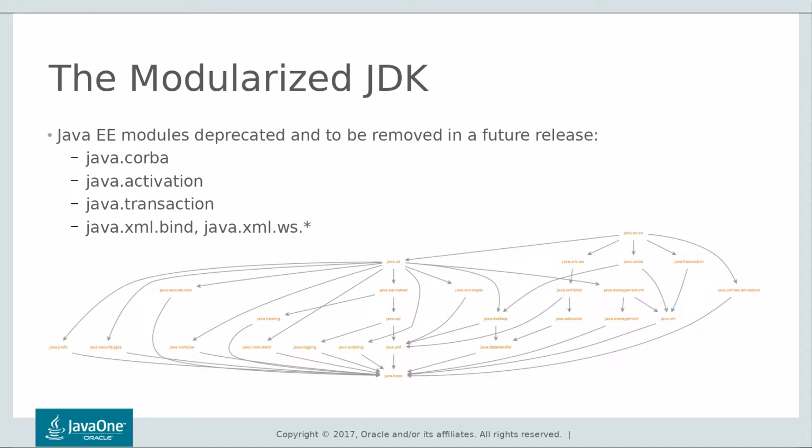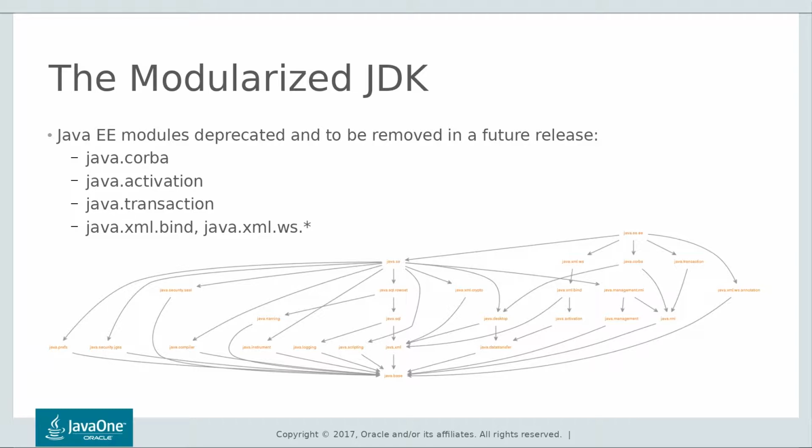So these modules are problematic in that they might conflict with similar or exact same modules provided by, say, an application server. So by default, these 5 modules or these 6 modules are not enabled. You have to explicitly enable Java Corba for it to be available, and they will be removed in a future release of the JDK.